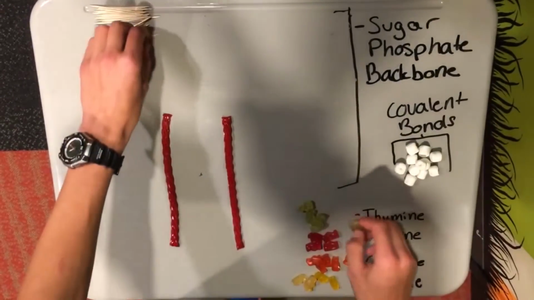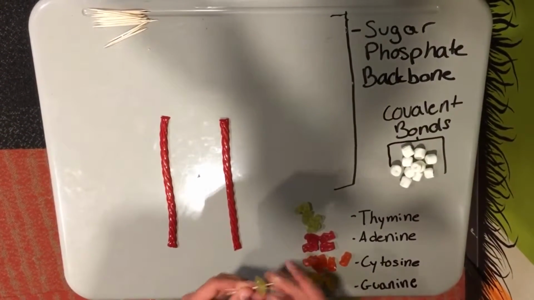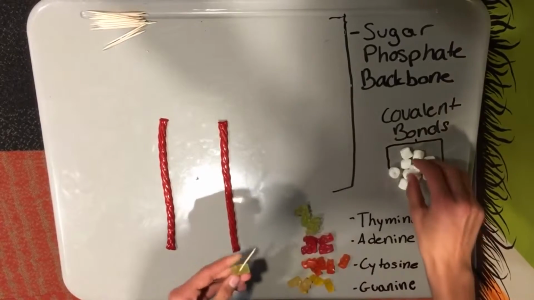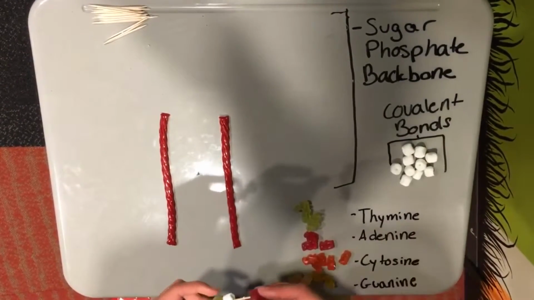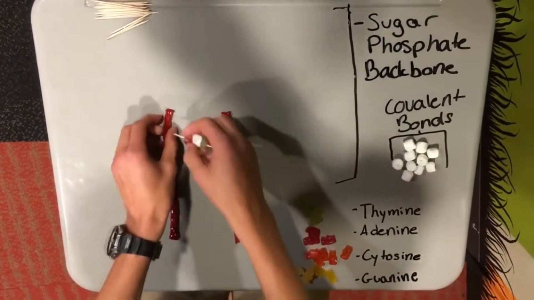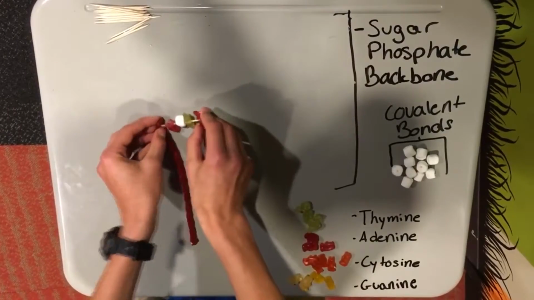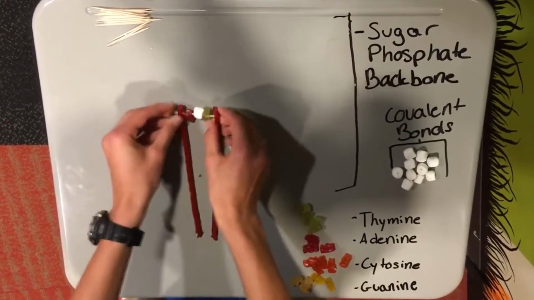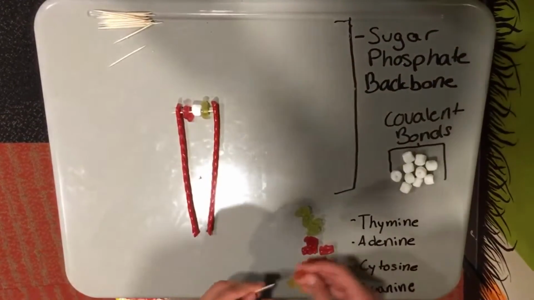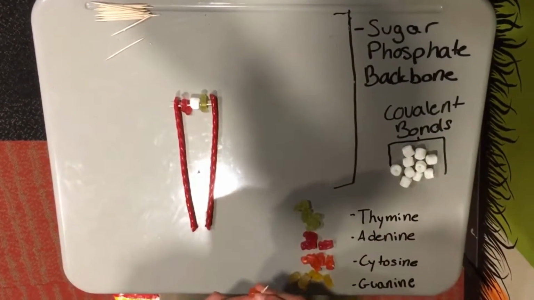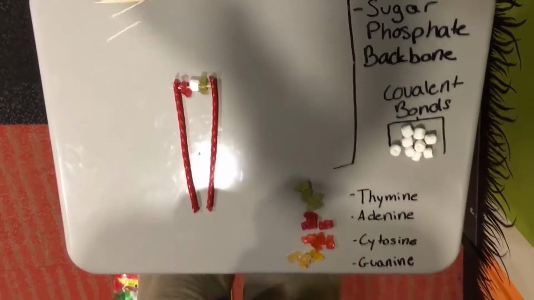So, first we'll put a thymine, and then what holds the two nucleotides together is a covalent bond. Then, adenine. Then we put them on the sugar phosphate backbone. Okay. And then let's do a cytosine and guanine. So, cytosine, the covalent bond, and the guanine.